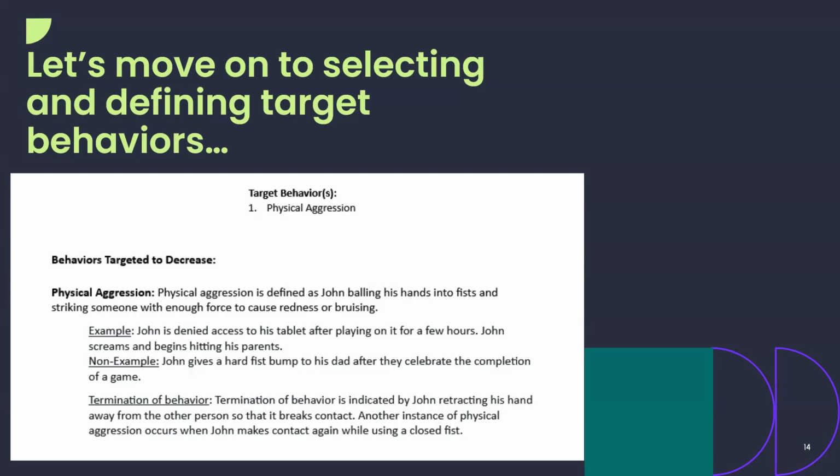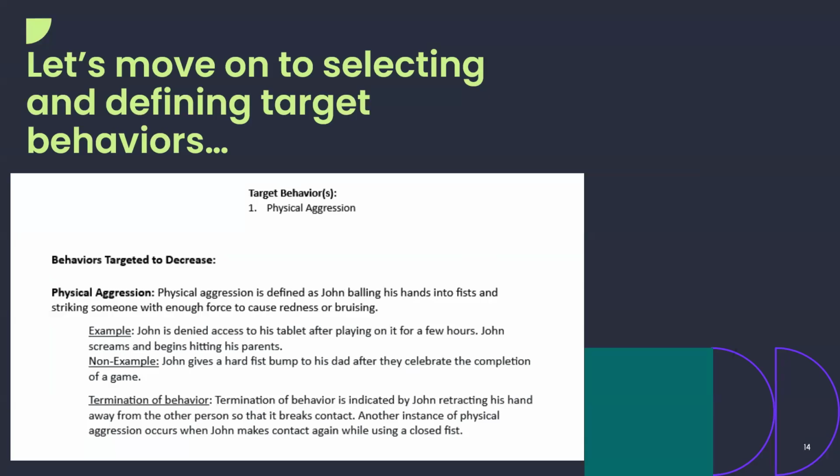The example is that John is denied access to his tablet after playing it for a few hours. John screams and begins hitting his parents. Pretty straightforward there. Non-example: John gives a hard fist bump to his dad after they celebrate the completion of a game. So it kind of fits the definition of physical aggression, but it isn't considered physical aggression because they were celebrating the completion of a game. So it considers context as well.